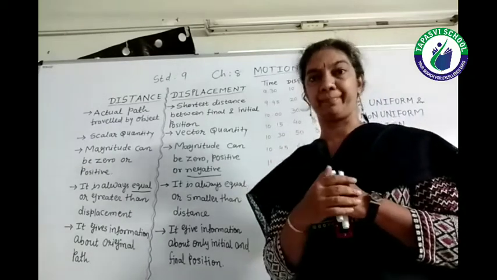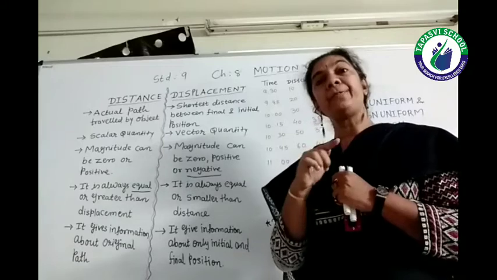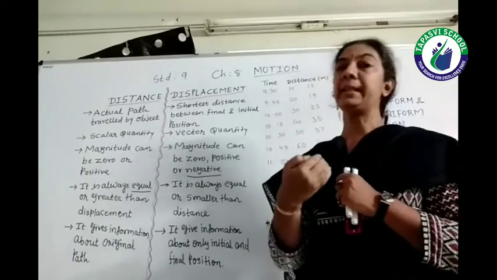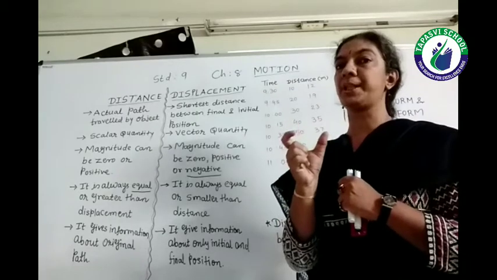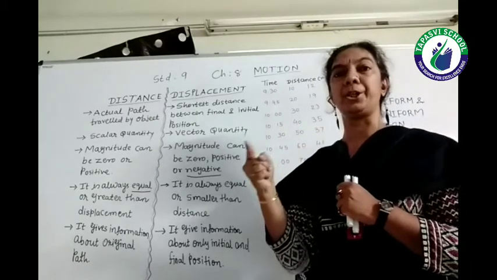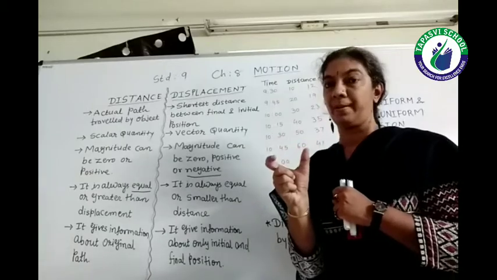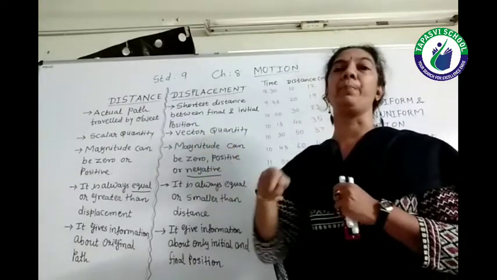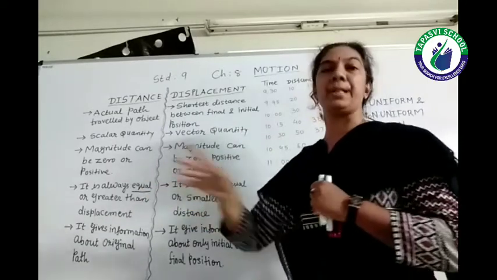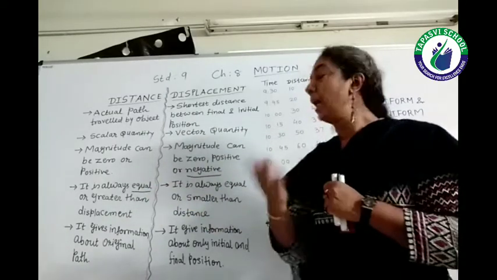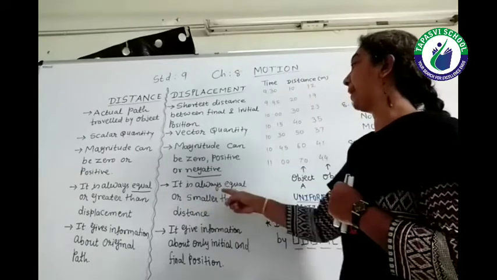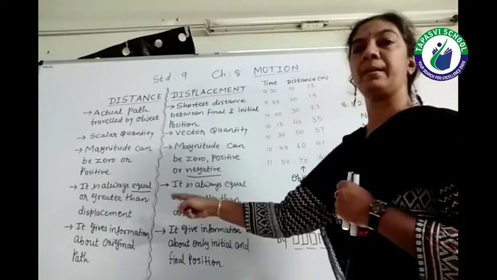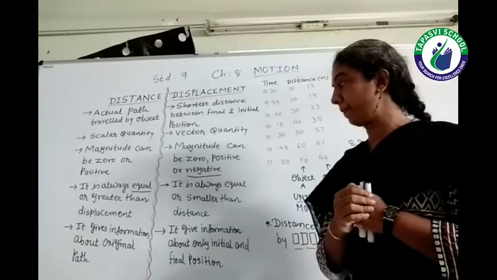Both will be same. Then if the object is returning back, in that situation, the shortest path between final and initial position will be short, but the actual path travelled by the object will be greater than the displacement. Likewise, displacement is always equal or smaller than the distance.